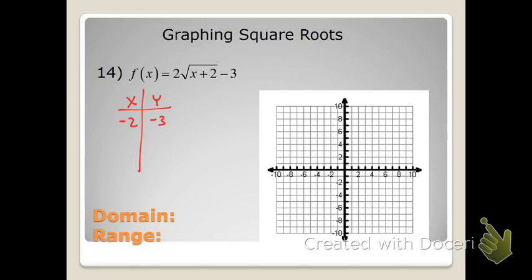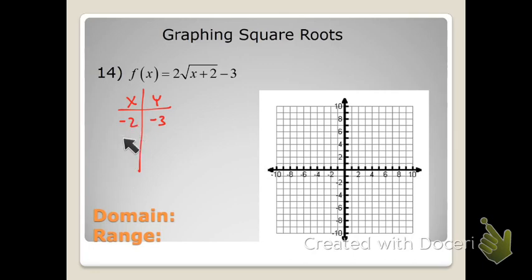Now, what I want you to do then is I want you to find, so look at it. If I plugged in -2, that would give me 0. And 0 times 2 is 0, and 0 minus 3 is -3. Now I want you to do this for me. I want you to count in perfect squares, which is 1, 4, 9.